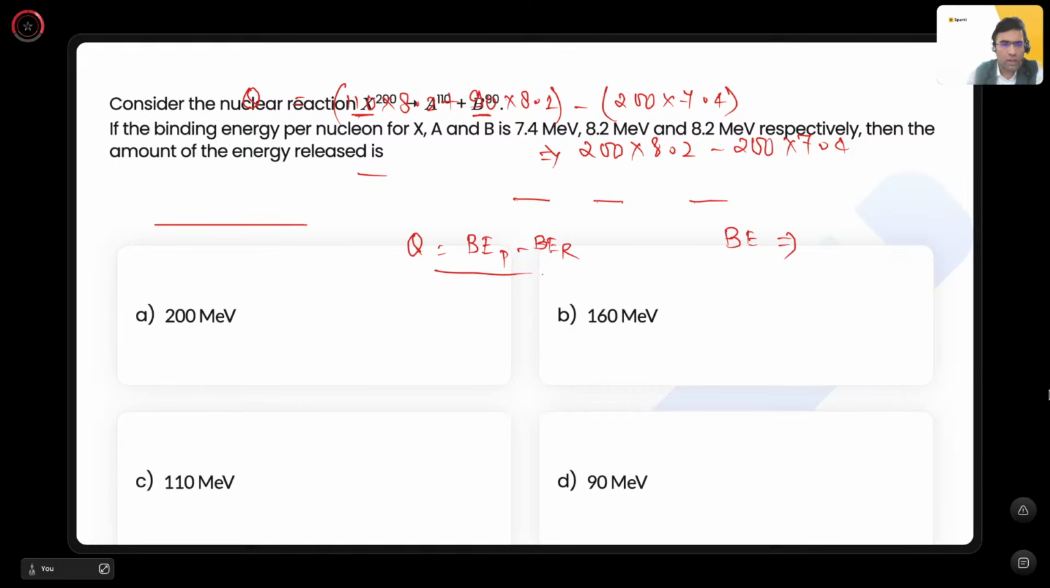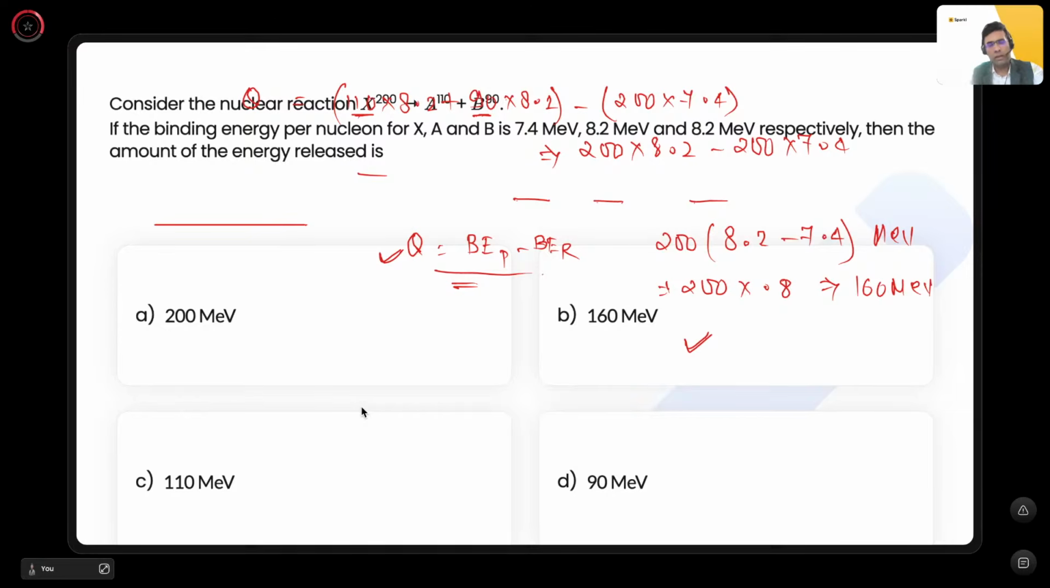So if we go and solve this equation, I'll get 200 as common, and this will be 8.2 minus 7.4 mega electron volts, and this will be 200 into 0.8, so it comes out to be 160 mega electron volts. So this will be my option. So you have to just remember this formula and do a little calculation. So it's an easy question, but yeah, very important.